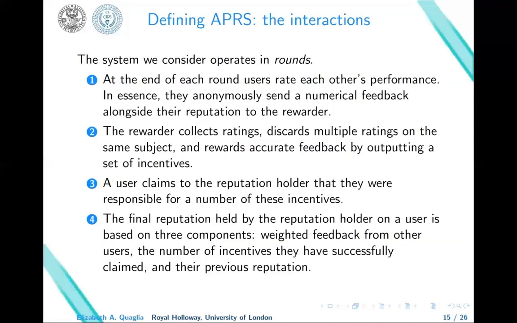As I mentioned, this system operates in rounds. At the end of each round, users rate each other's performance. And so what they do is they decide on a feedback, and they send this anonymously along with their own reputation to the rewarder. Then the rewarder collects all these ratings and discards multiple ratings on the same subject, and decides to reward accurate feedback by outputting a set of incentives.